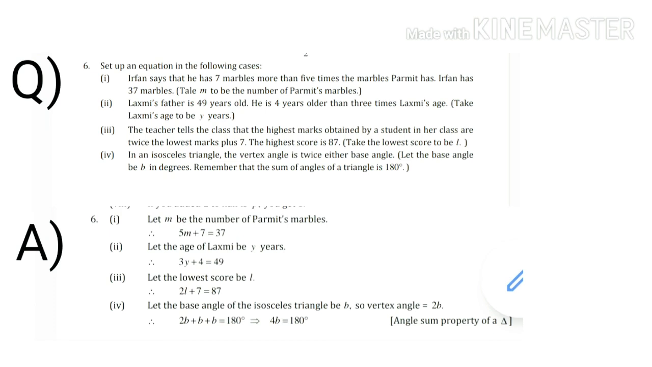The second question, Lakshmi's father is 49 years old. He is 4 years older than 3 times Lakshmi's age, right? So we know that Lakshmi's father's age is 49, and we'll assume Lakshmi's age as y. Then we can say 3y plus 4 is equal to 49. Similarly, you can solve the third and the fourth question.